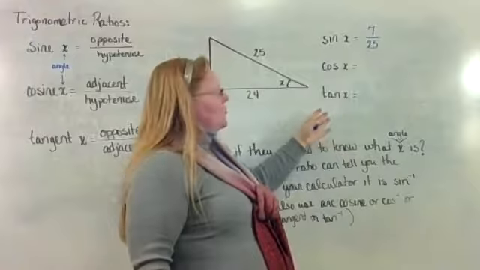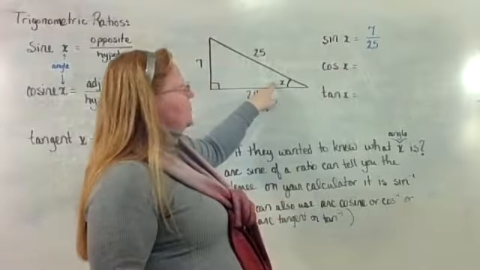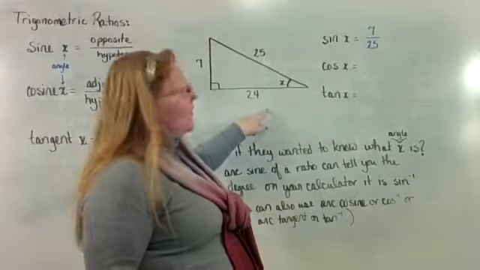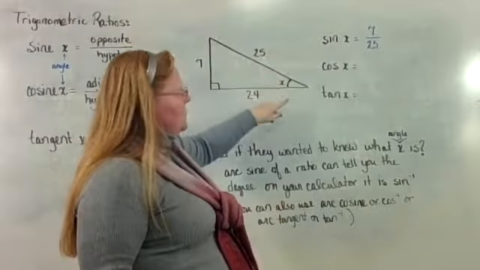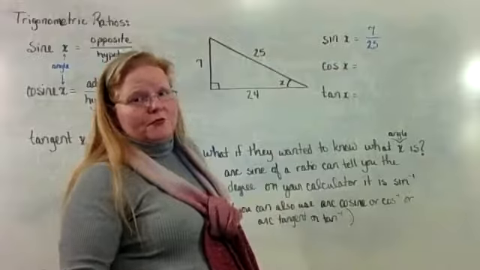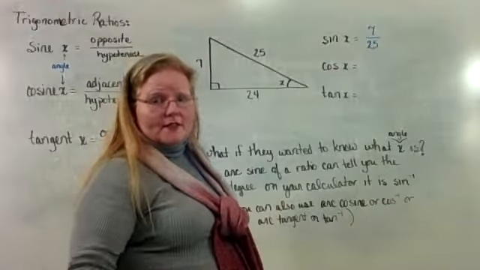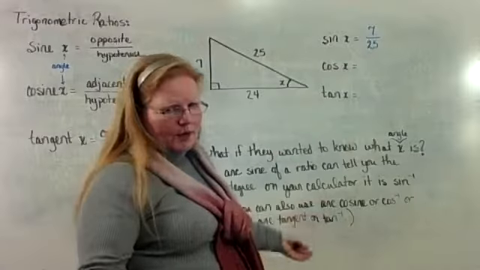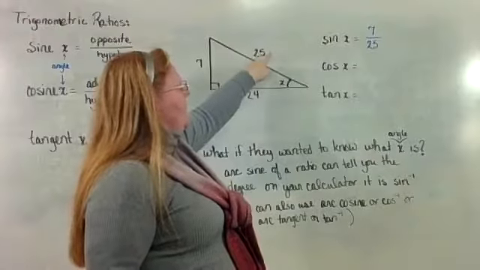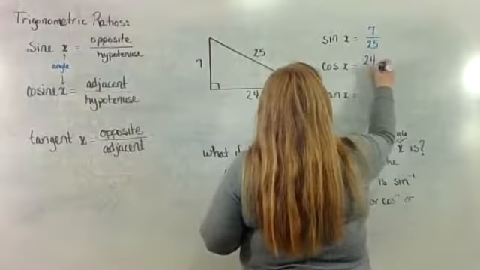So cosine of x, if this is my x, is going to be the adjacent side, that's 24 because it's the one beside the x, over the hypotenuse. Now there are some students that I've had that have said, well, 25 is adjacent to it too. That's true, 25 is, but more importantly, 25 is the hypotenuse. So when we talk about an adjacent side, we mean one that is not the hypotenuse. So our adjacent side must be 24, and our hypotenuse is 25. So the cosine of x is 24 over 25.